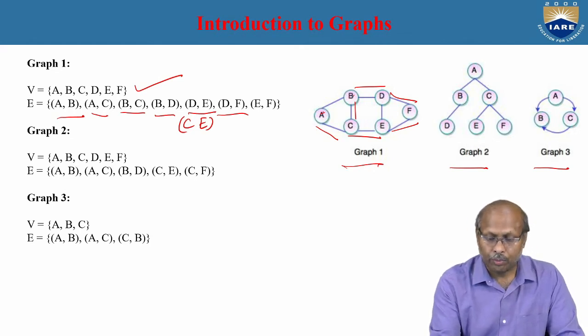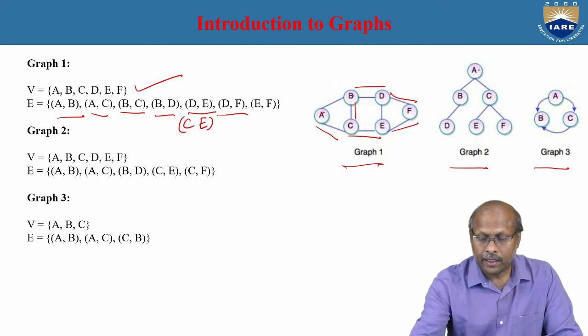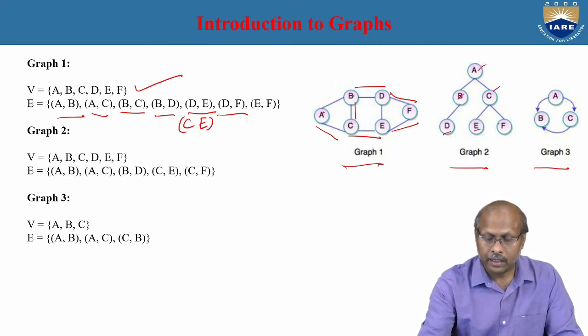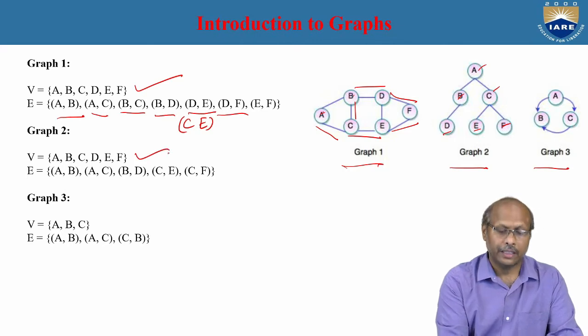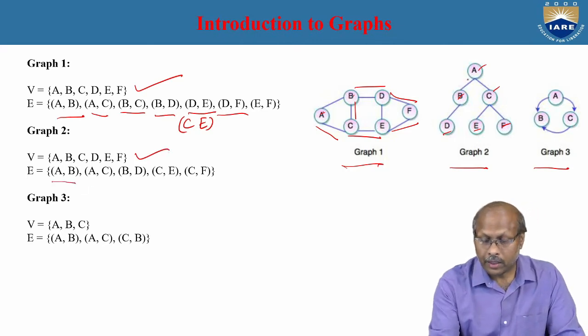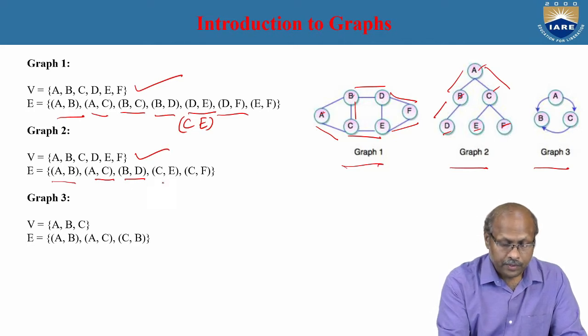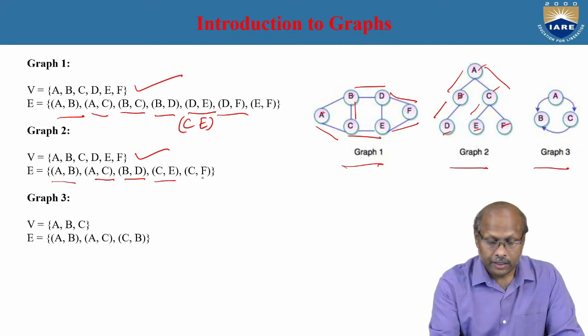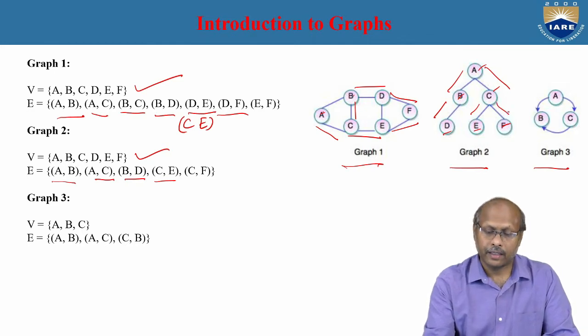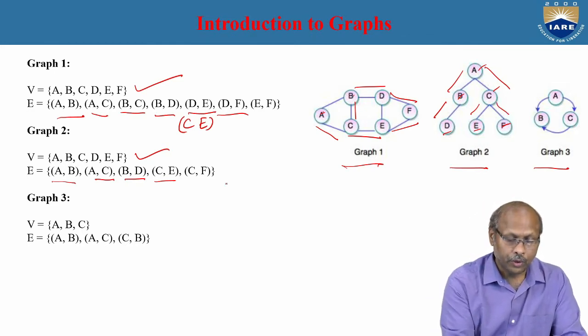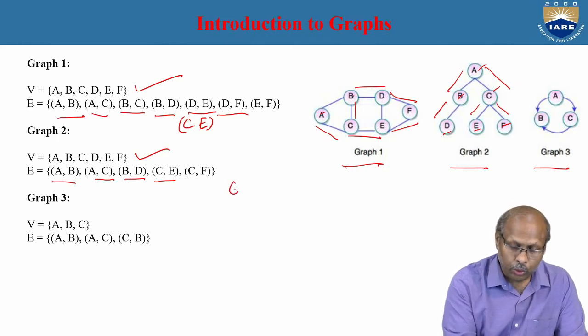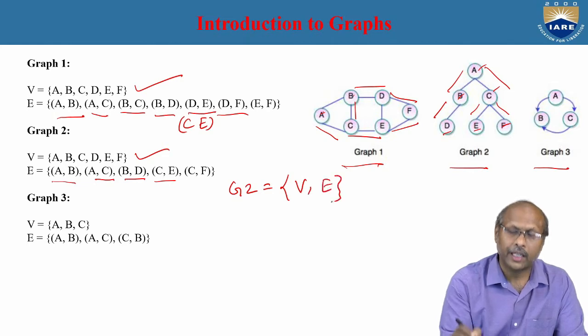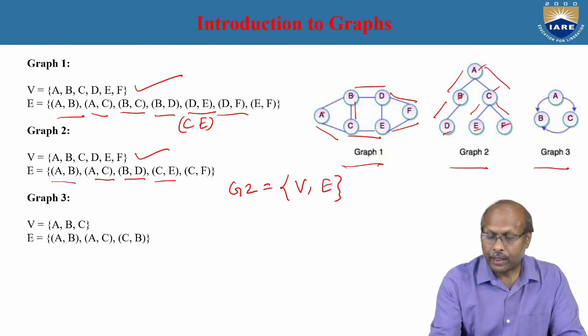Similarly in graph 2, please observe here. A, B, C, D, E, F, they are all vertices. And edges: AB is one edge, AC is another edge, BD is another edge, CE another edge, CF another edge. All are represented here. So you can say graph 2 is nothing but a collection of vertices and edges. You can write like this also. In graph 3 also you can write like this.